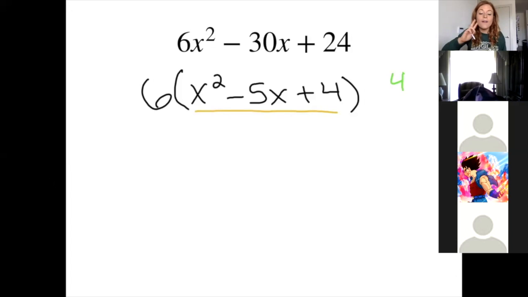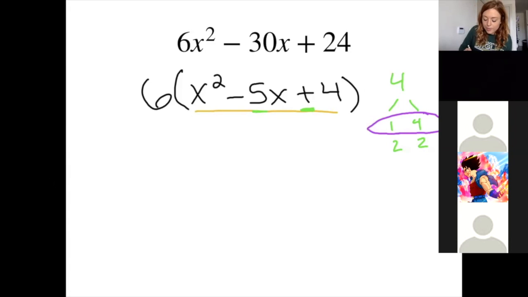So we want to decide what factors of 4: I have 1 and 4 and 2 and 2. What numbers multiply to be 4, and because this is positive, they need to add to be 5. So what is it? On this list over here, which one of those will multiply to be 4, these are all our multiples of 4, and then add to be 5? 1 and 4. Yep. So I'm going to work with 1 and 4 now.